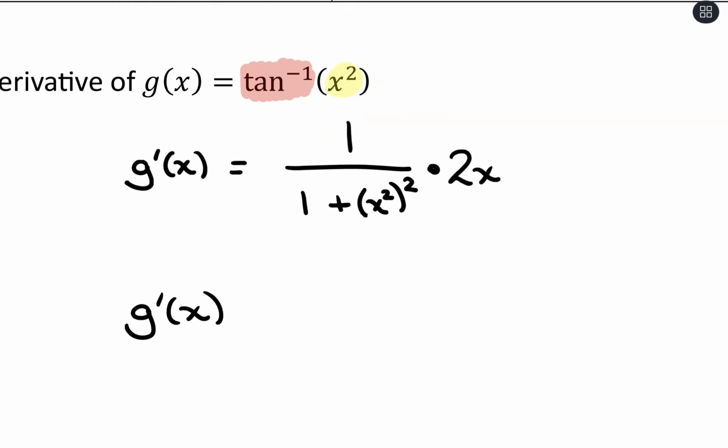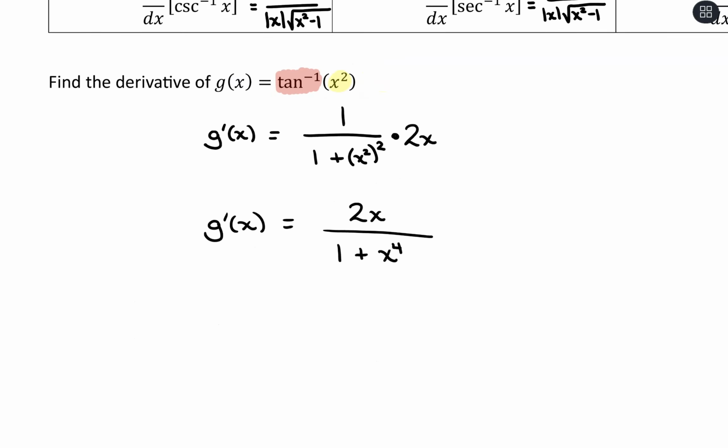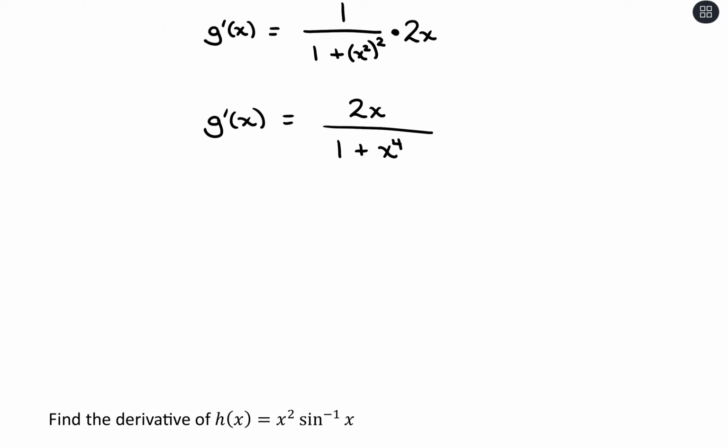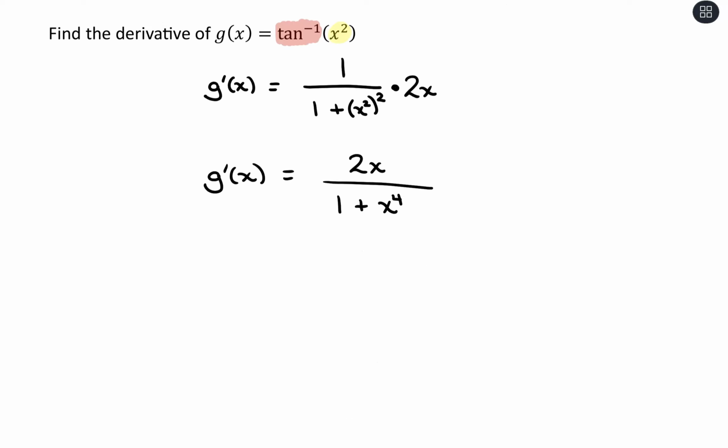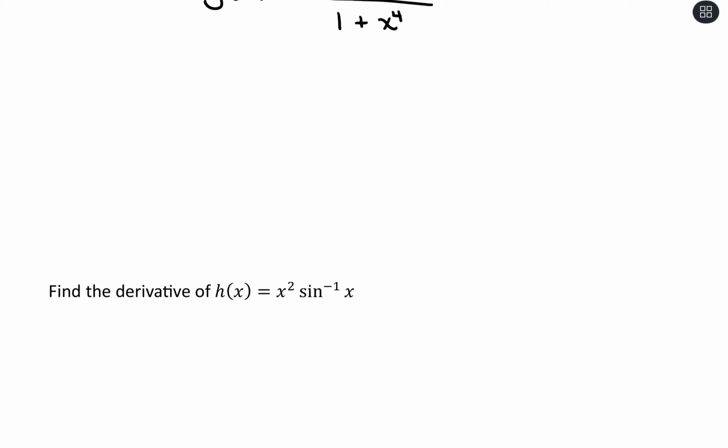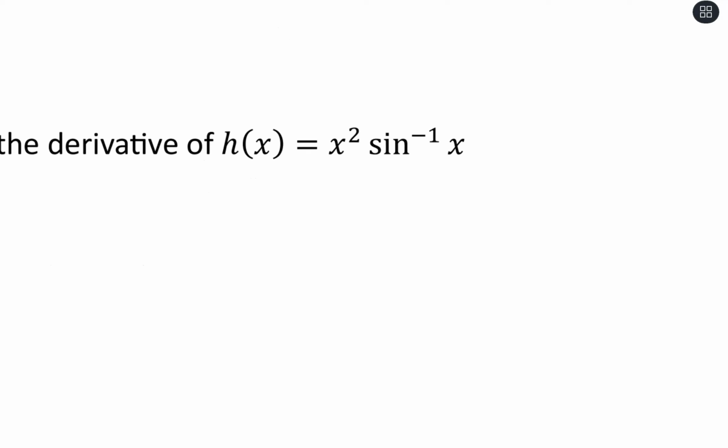And then we'll just do a little simplifying. So we have 2x up in the numerator over 1 plus x squared squared, which is x to the 4th. And that's all we can do. I left way too much space to do that problem. Quick little 2 steps there. Okay, a little more complicated here.